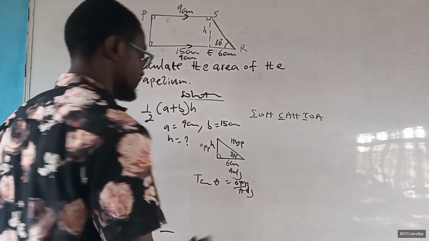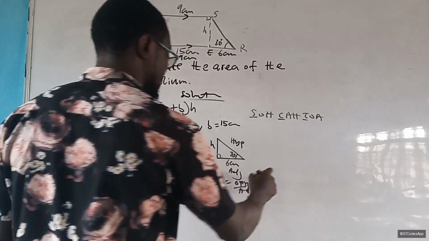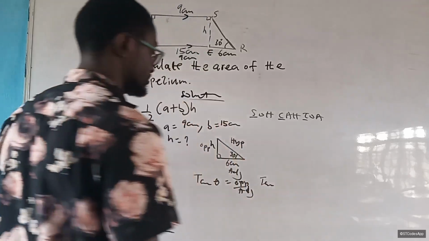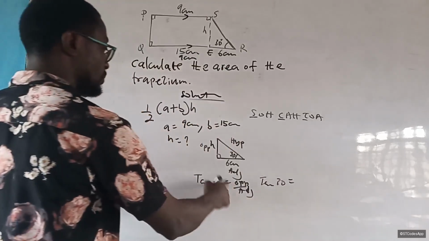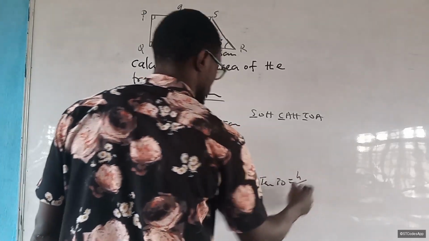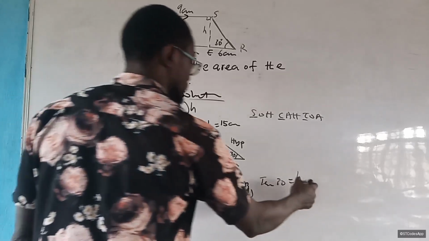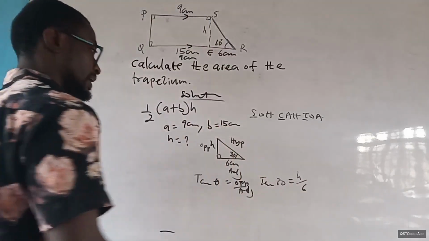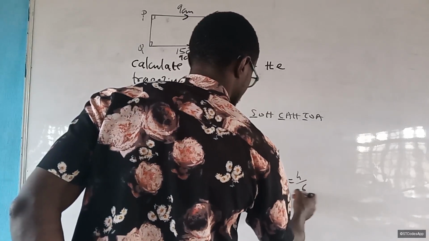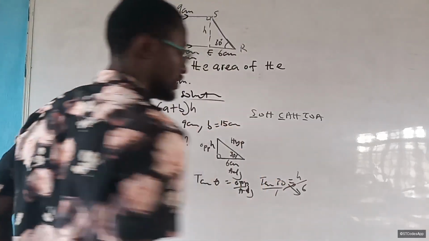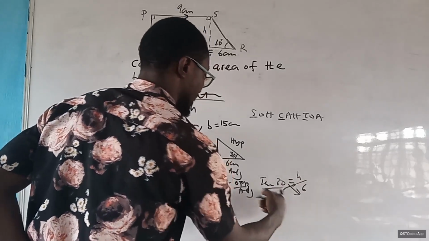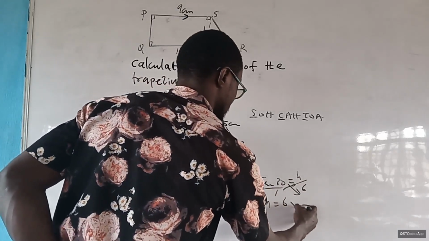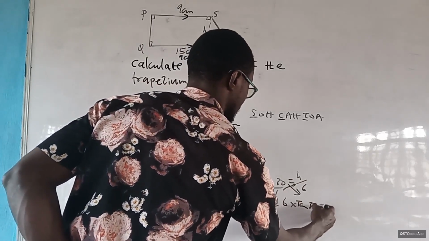Adjacent. Okay. So in that case now, we're going to have tan 30 equal to what? Our opposite is what? H. Okay. All over our adjacent is what? 6. Okay. Now we can multiply to find our H. So 1 times H gives us H. Then we have this as 6 times what? Tan 30.